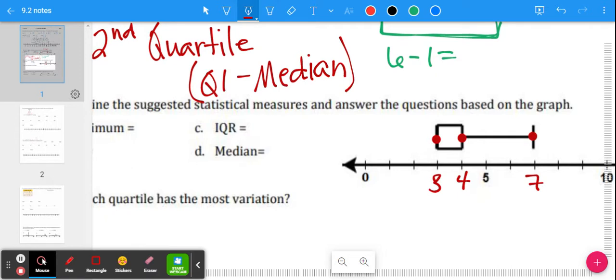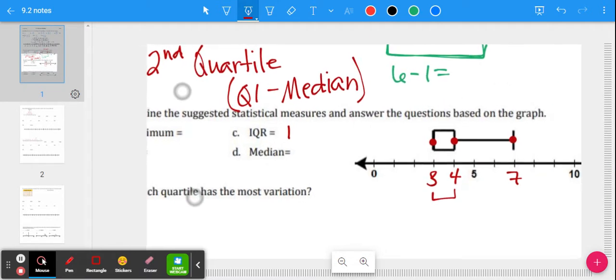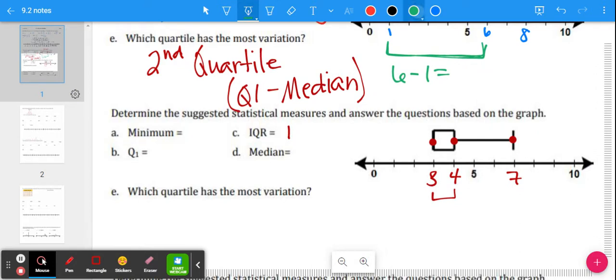So our IQR is the distance in the box. So from 3 to 4, 4 minus 3 is 1. Your median is in the middle of the box. Well, because we don't really have a middle, it doesn't mean that there's not a median. It just means that that 3 is your median. It's also your minimum and your Q1. So the mode for this is going to be 3 because that's where most of that information is showing up.